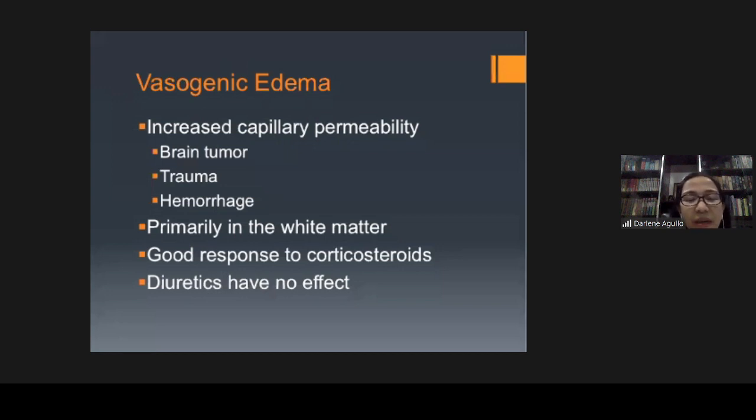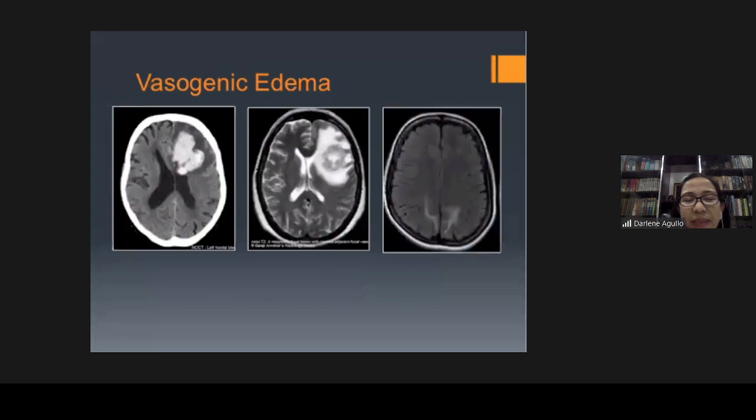The edema has good response to corticosteroids, and diuretics have no effect on this, but medyo helpful lang yung diuretics a little bit, by reducing the normal brain volume. Pero drug of choice is corticosteroids. That's why for neoplasms you give steroids. So this is focal cerebral edema.